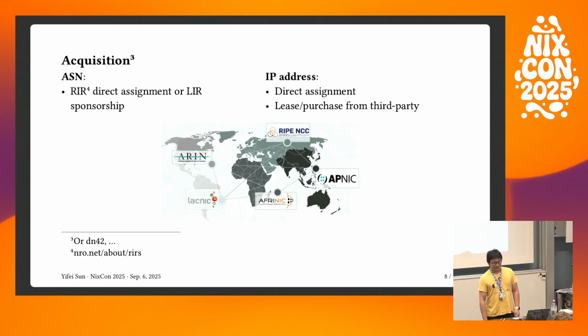And also, you can go with a third party. You can buy it or rent it, though it's quite expensive. Or if you don't want to do the real routing stuff, you can go with DN42 or other experimental networks.